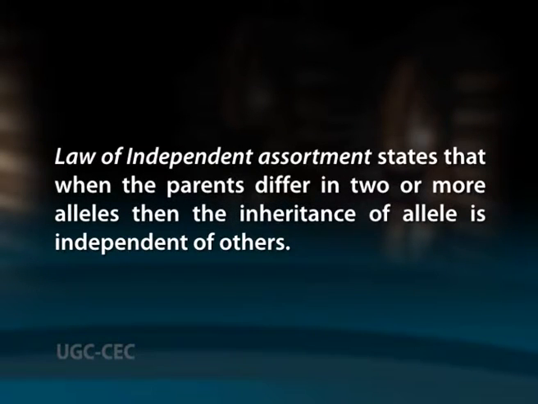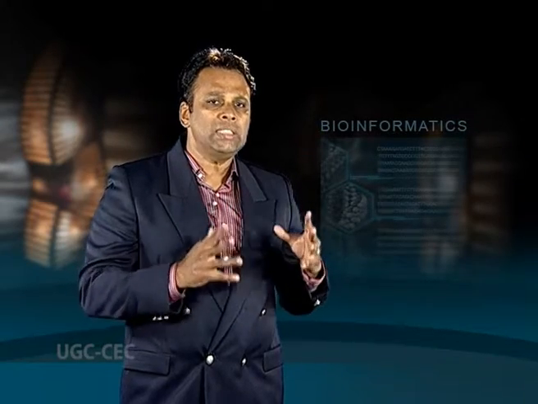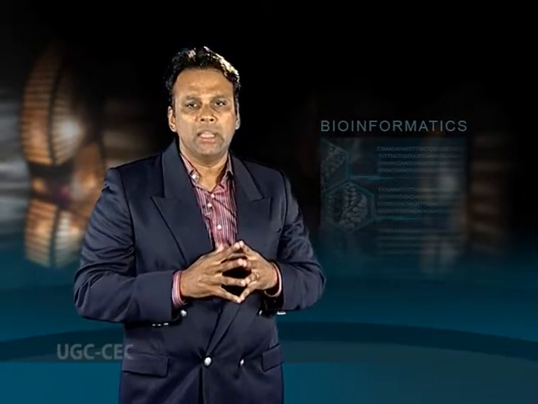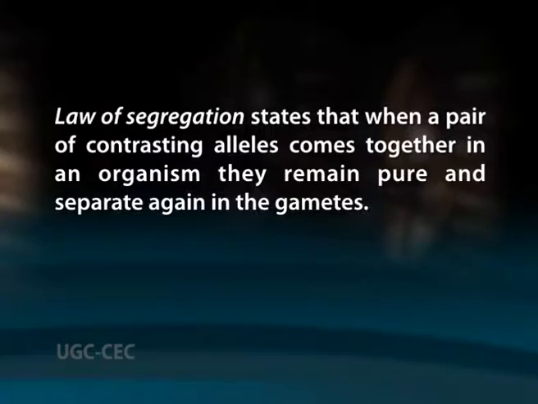The law of independent assortment states that when the parents differ in two or more alleles, then the inheritance of one allele is independent of others. The offspring receives one gene in each pair of genes from each parent and they segregate independently. The law of segregation states that when a pair of contrasting alleles comes together in an organism, they remain pure and separate again in the gametes.